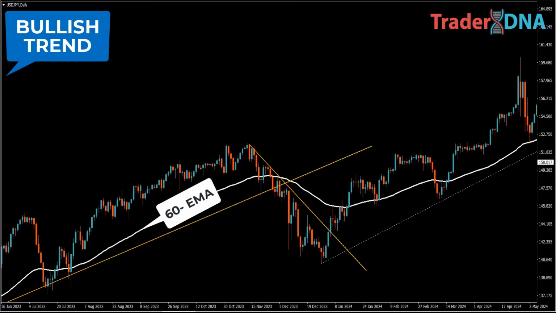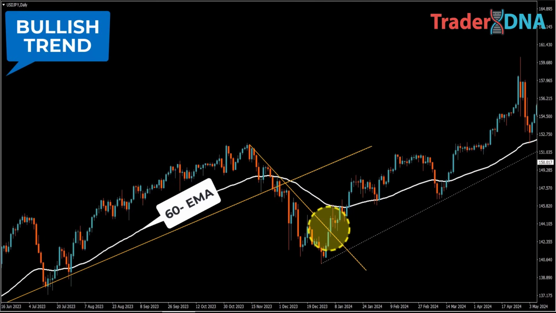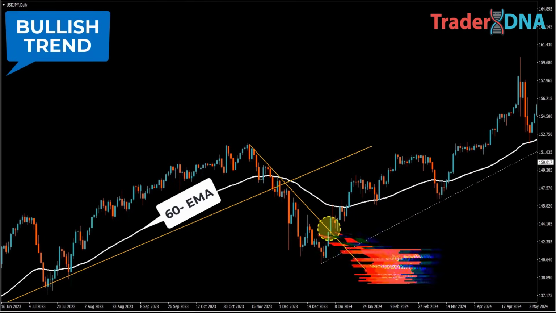Now, once you have the trend line and EMA set up, here's exactly what you need to do. First, spot an early warning signal, a breakout of the trend line. In this chart, the price breaks the trend line from below to above, signaling that the bearish trend might be coming to an end. But the confirmation happens only if the price also breaks above the 60 period EMA. That's your cue to get ready because the trend could soon reverse into a bullish move.